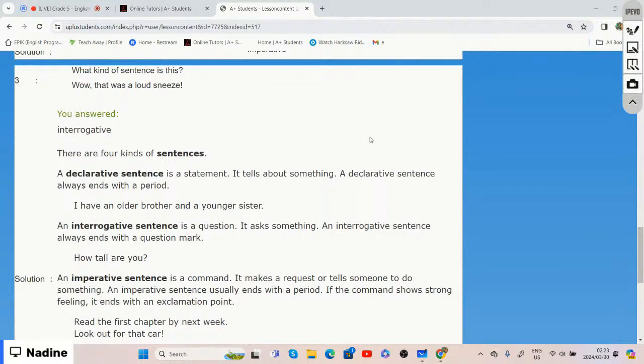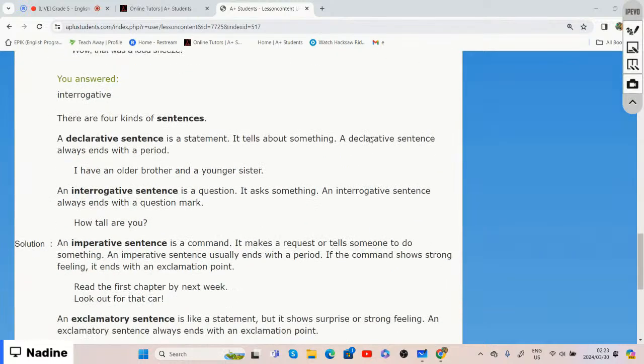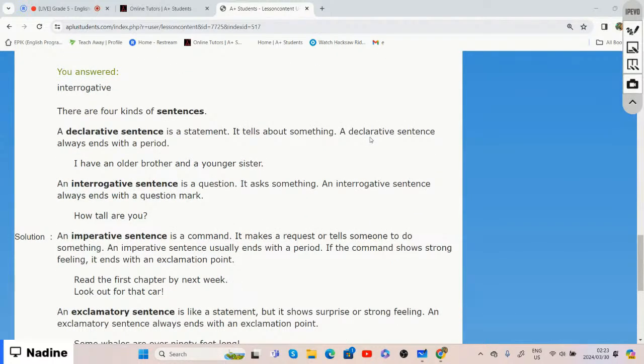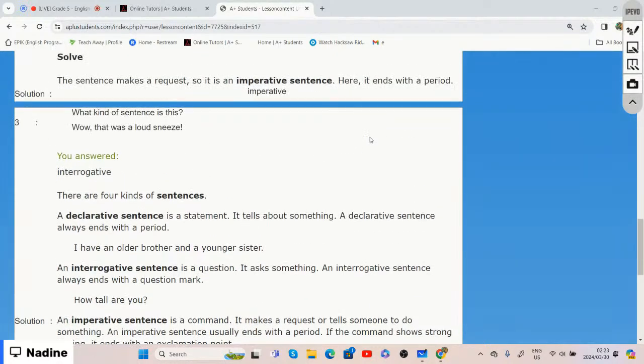All right. So when we choose the correct type of sentence, we can say that is an exclamatory sentence, right? Because they're showing strong feelings or surprise. Because it's like, wow, that was a loud sneeze. And that is just a statement. It's like a statement, right? So that is an exclamatory sentence.